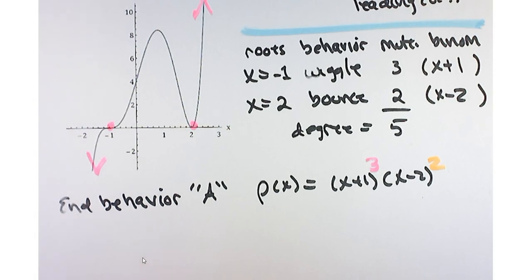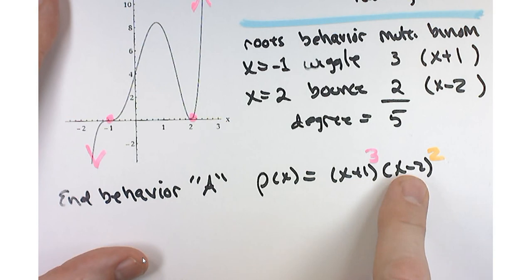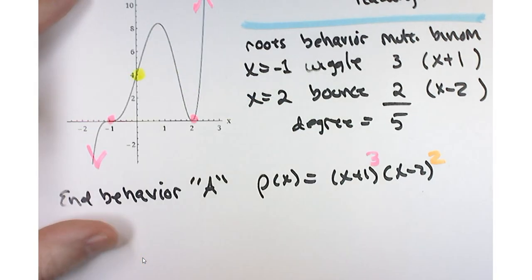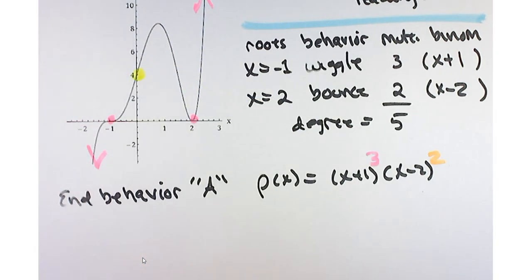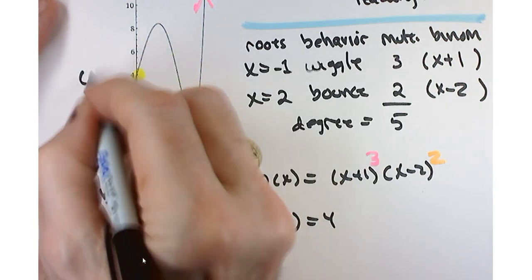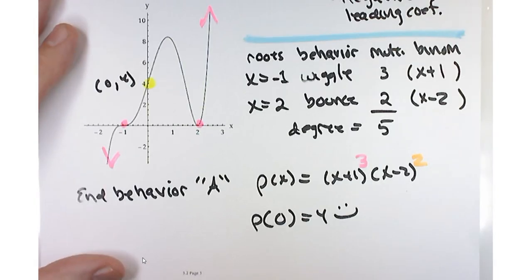And somebody mentioned the y-axis. How do I find the y-intercept of a graph? Set x equal to 0. What if I set x equal to 0? I get a 1 here, cubed is still 1. 0 minus 2 is negative 2. What's negative 2 squared? 4. Take a look at your graph. Right there at 4. P of 0 equals 4. 0, 4.